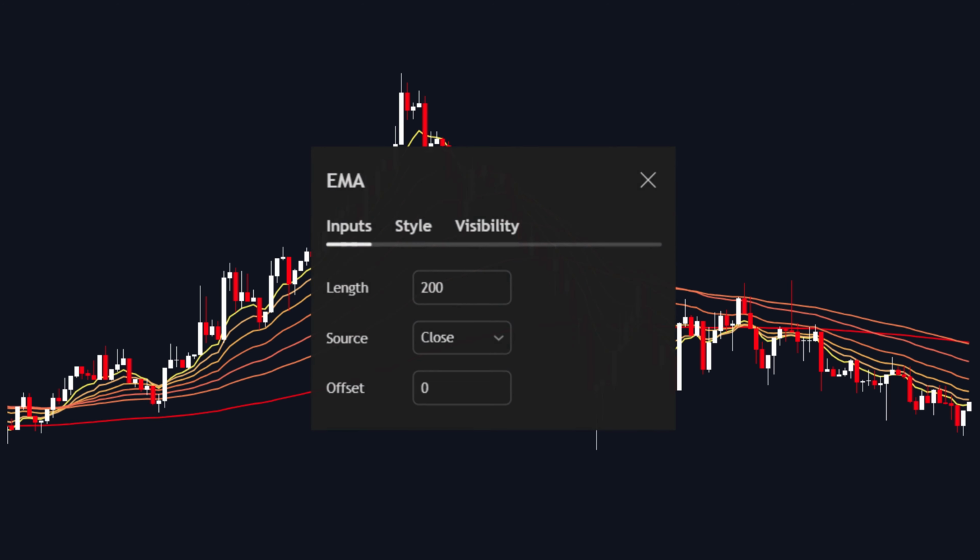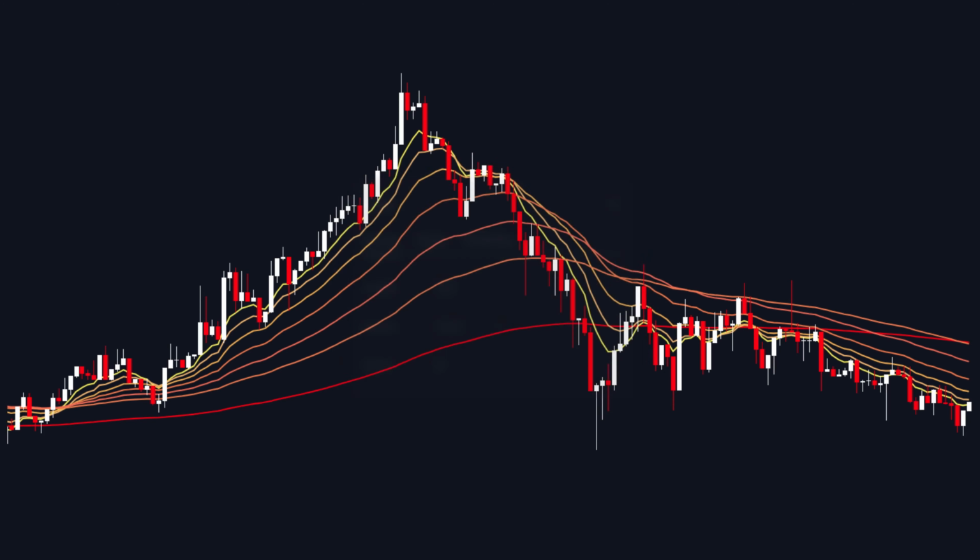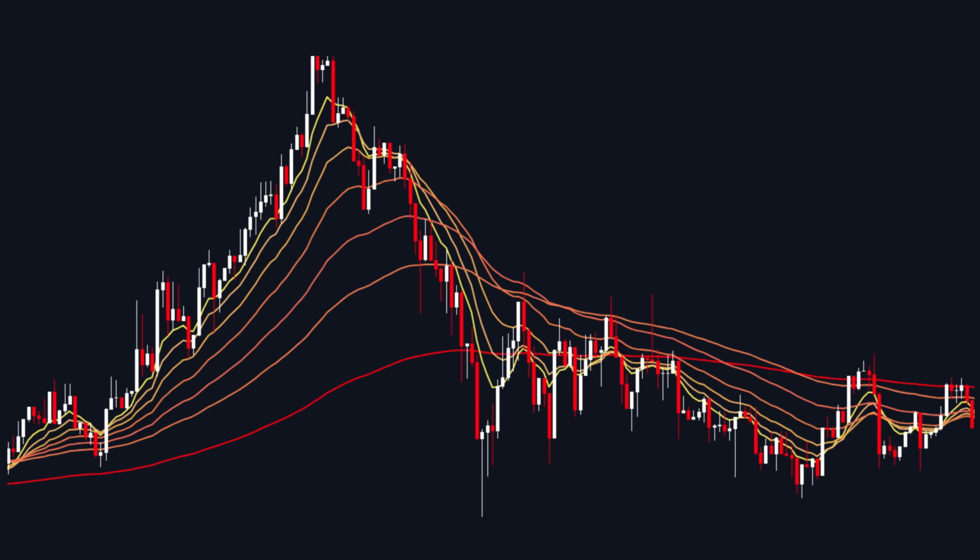One more layer. Add a 200 EMA in bold red separately. This isn't your trade entry tool anymore. This is your market context filter. Above the 200, you only look for longs. Below the 200, you only look for shorts. Non-negotiable rule that eliminates an entire category of bad trades immediately.